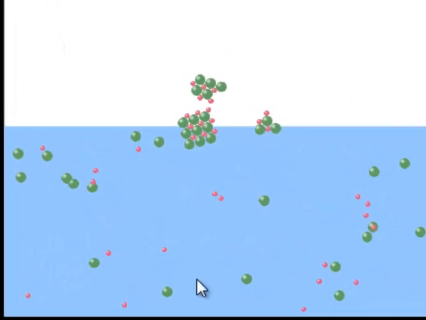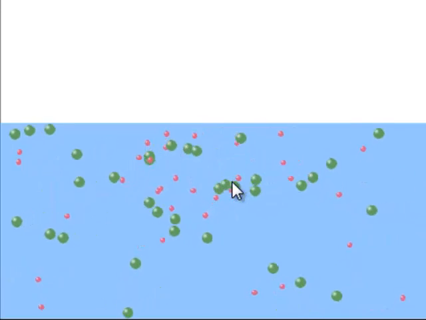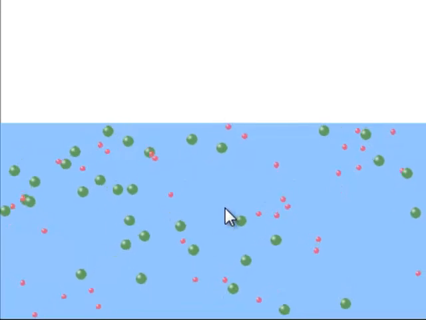And when that solid hits the water, because sodium chloride is soluble, it dissolves completely. It dissociates completely into the sodium ions and the chloride ions. And if you look carefully in the water, you will not see sodium chloride. You will only see sodium ions and chloride ions.